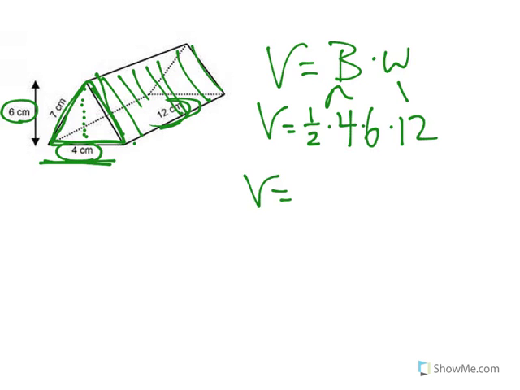So now I can do my calculation. 1/2 times 4 times 6 times 12, which is 144. And again, I can write it one of two ways. I typically will do cubic centimeters just to get that point across that it's counting the number of cubes in an object.